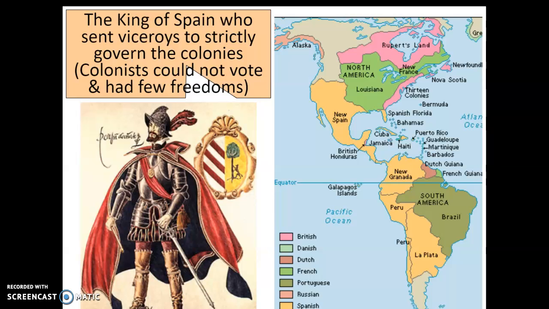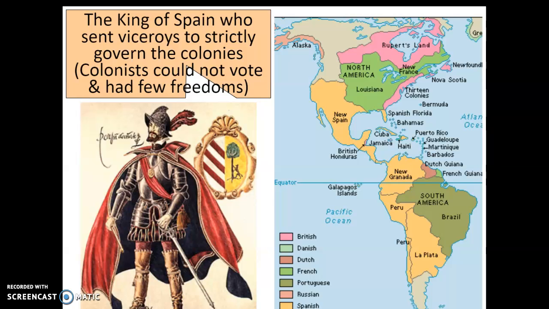Now, as far as who's in control, who's governing these, we're going to see this is very different from that of the British. This is going to be a very tight monarchy-based system. Think about where we're coming out of. We have a lot of feudal life in Europe still happening, from the Middle Ages, where you have kings and lords and vassals, and that's essentially what's happening here. You have kings and lords who are appointing these vassals, or what's called viceroys, to strictly govern the colonies.